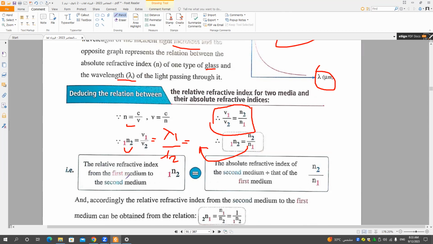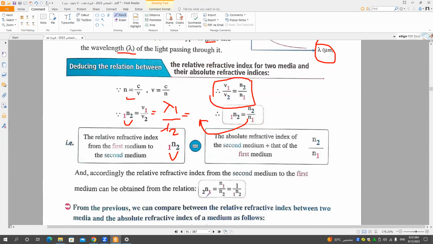The relative refractive index of the first medium to the second medium, from 1 to 2, equals the absolute refractive index of the second medium over that of the first medium. And when it transfers vice versa, from the second medium to the first medium, it will equal N1 over N2, or the reciprocal of the first relation.